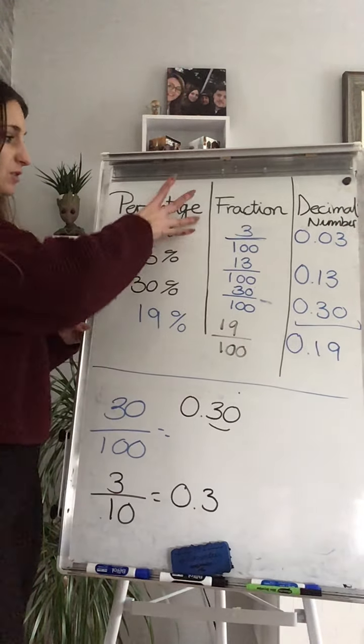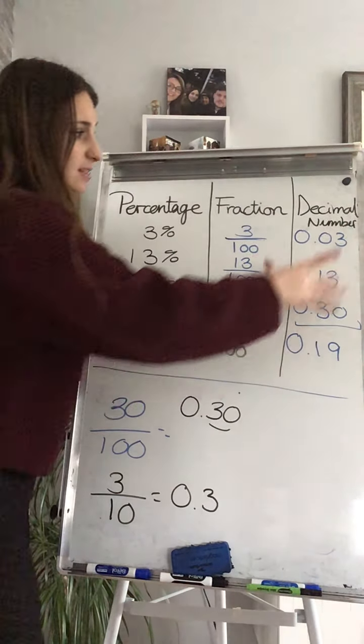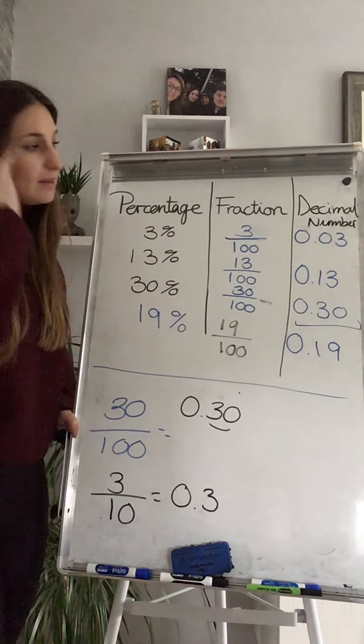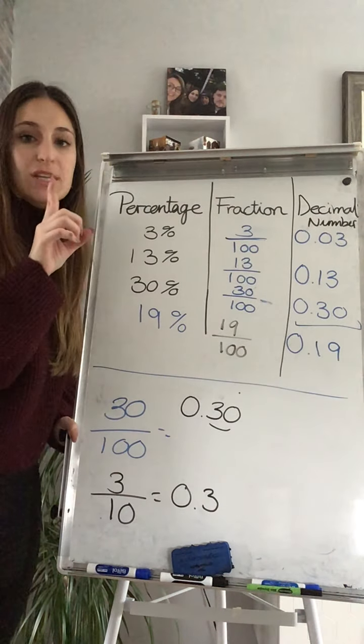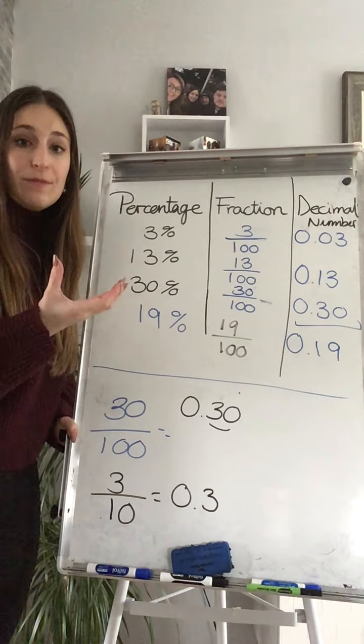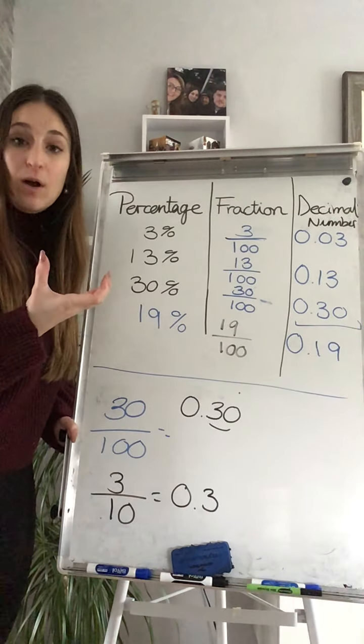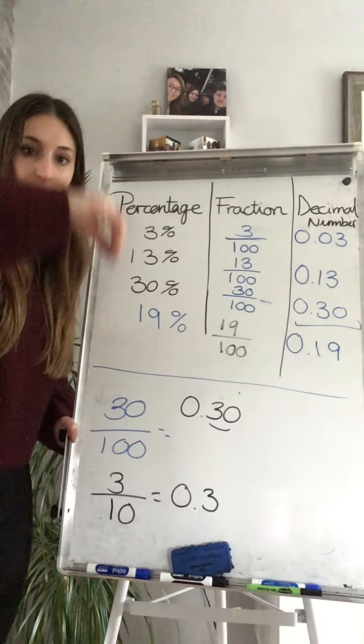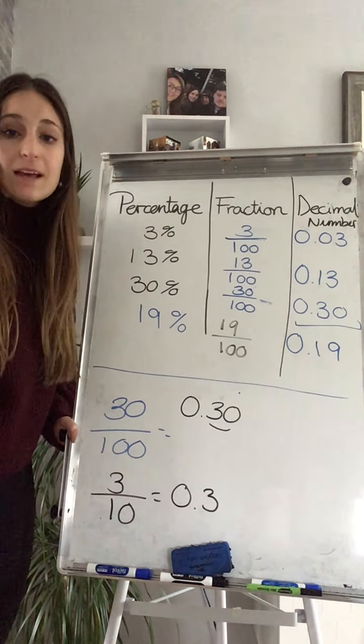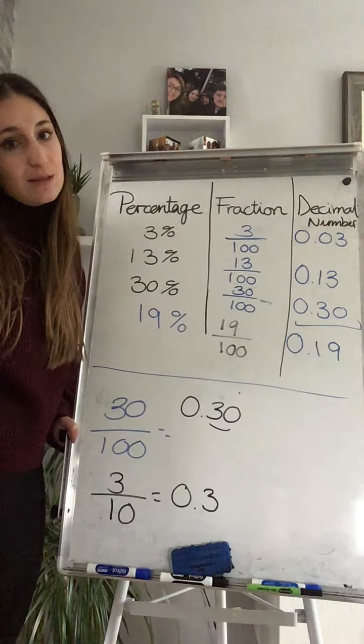Just really easy today, just changing percentages into a decimal number. Remember that for a decimal number, 1 will be your 100, because you will need 100 colored in that square to get 1 completely colored. Okay, have a go, and if you need any help, just let me know.